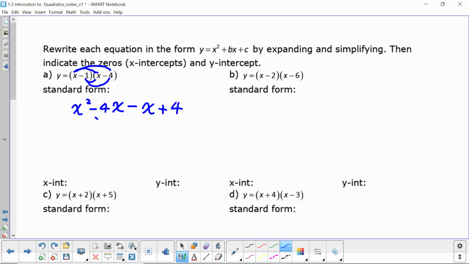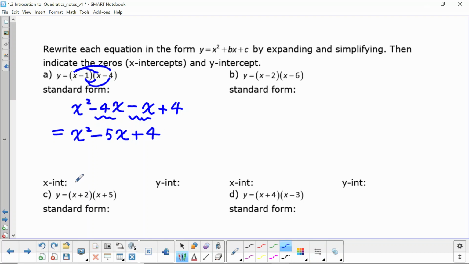Then we are going to collect the like terms. Like terms are terms with the same variable and the same degree. No degree means 1 for the degree. So we have x squared, minus 4x minus 1x gives you minus 5x, then plus 4.